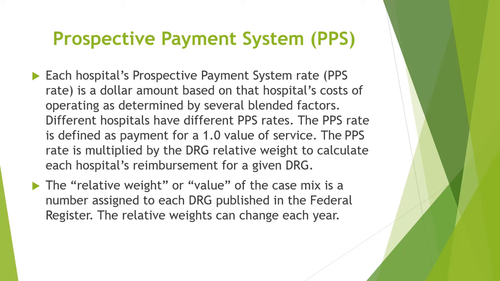That relative weight is multiplied times the hospital's PPS rate to give the hospital a good idea of what their reimbursement is going to be. Those relative weights can also be called values. They are published in the Federal Register, and they can change every year. And there's so many of them you can't really memorize them anyway. But this just gives you an idea of the logic behind what is going on when the grouper is being used to assign the DRG.